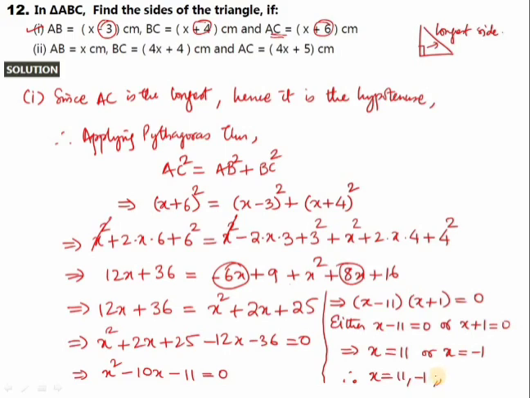But wait, is minus 1 possible? No, right? Because x is the distance, you are using x as a distance. So can distance be negative? No. So that's why this cannot be the answer. You will write here not possible. So the only answer, the only value of x, is 11 in this case.